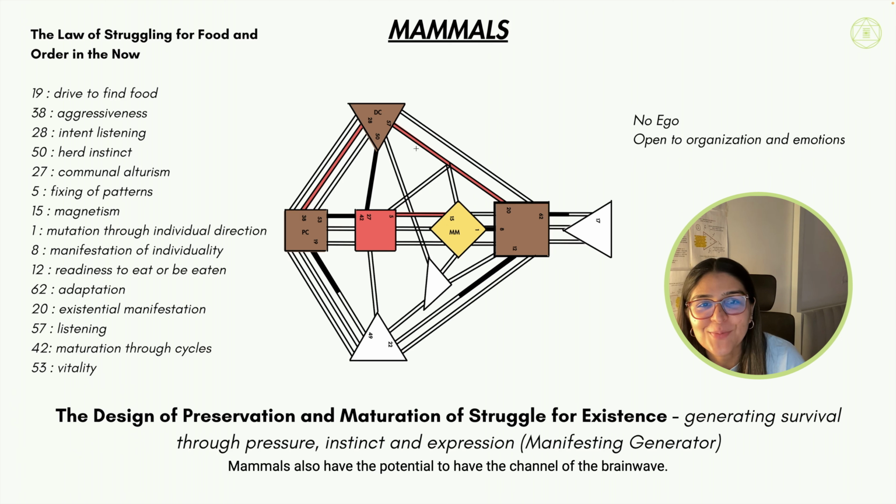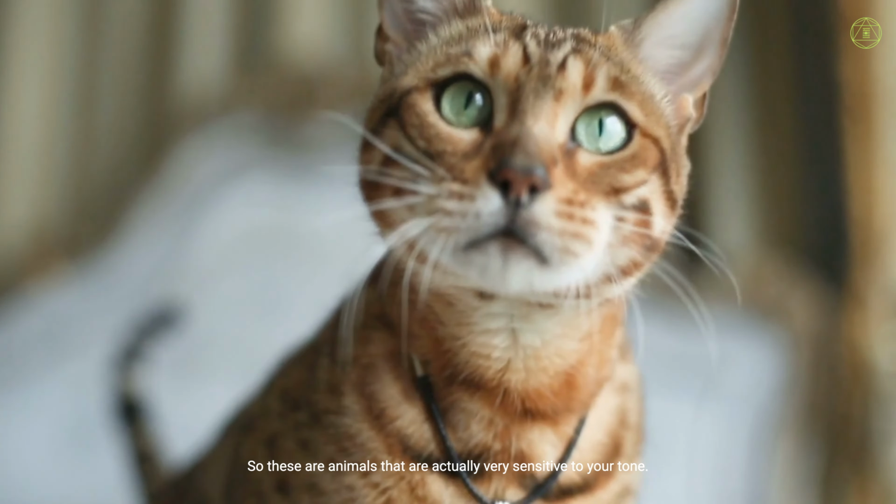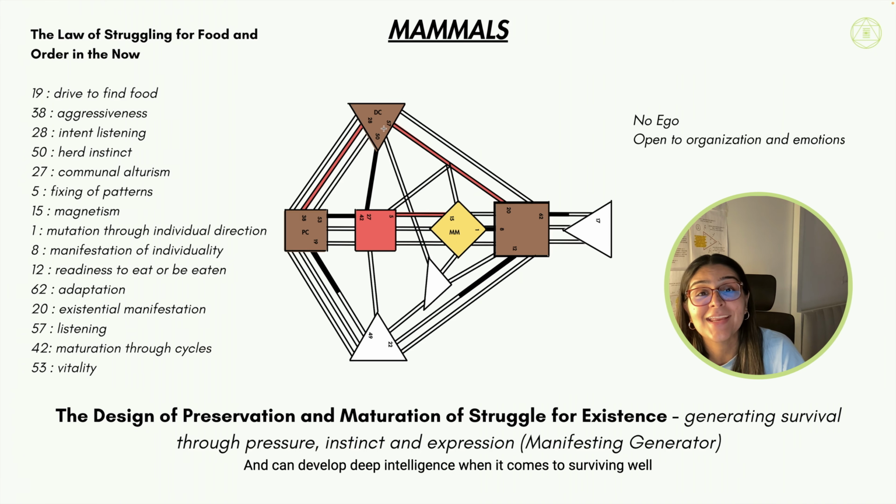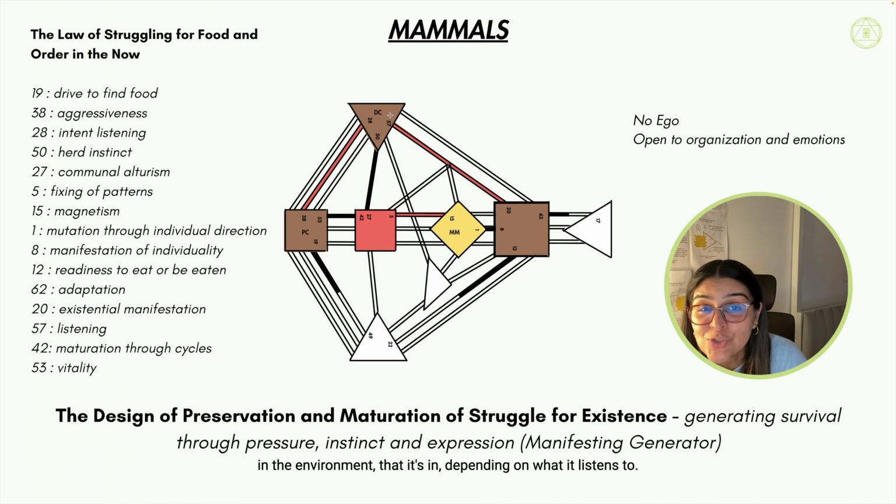Mammals also have the potential to have the channel of the brain waves, this penetrating event, this penetrating presence in the now. Again, mammals with gate 57 have this ability or attunement to listening. So these are animals that are actually very sensitive to your tone and can develop deep intelligence when it comes to surviving well in the environment that it's in, depending on what it listens to.